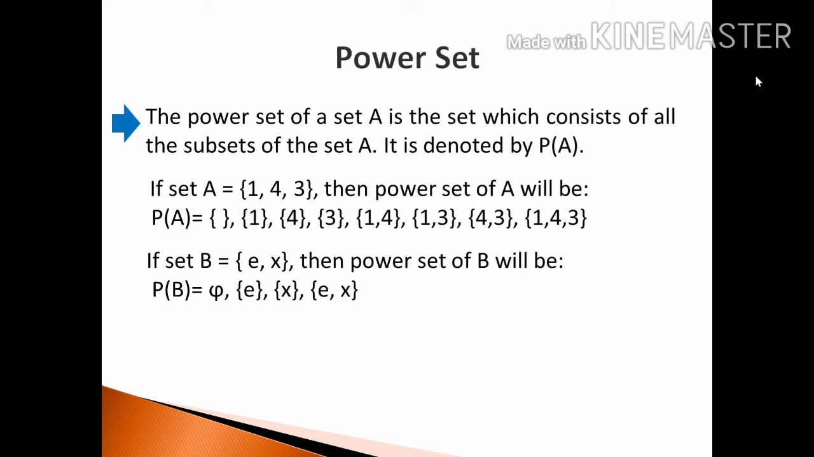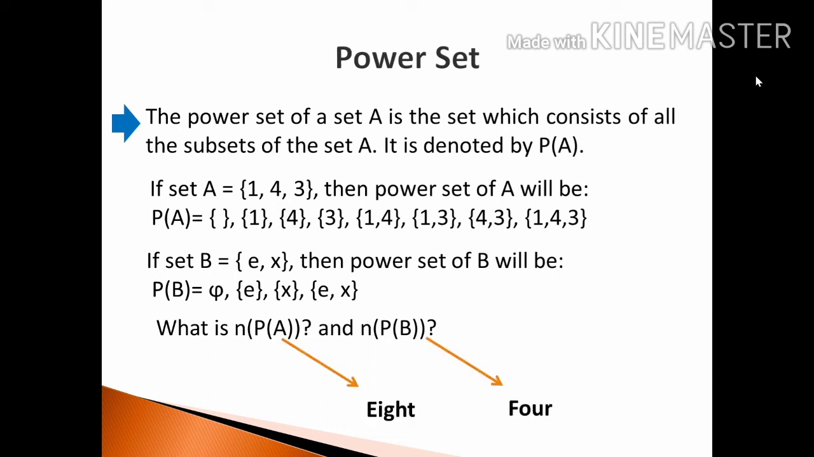So if we're going to combine the cardinality with the power set, we have this. Find the cardinality of the power set of A and the cardinality of the power set of B. So if we're going to count all the subsets in the power set of the given set A, we have 2, 4, 6, 8. And we have 4 on the second set.